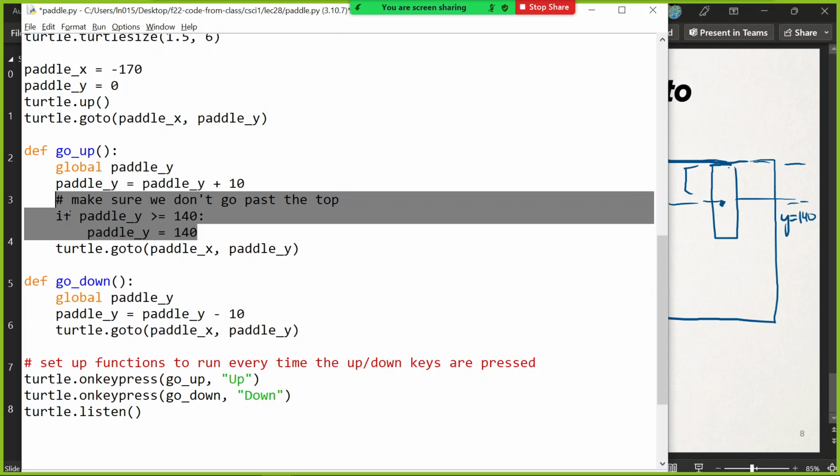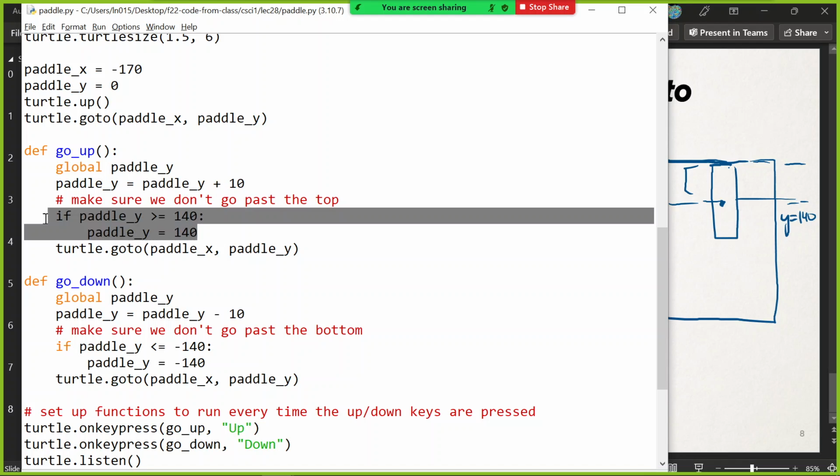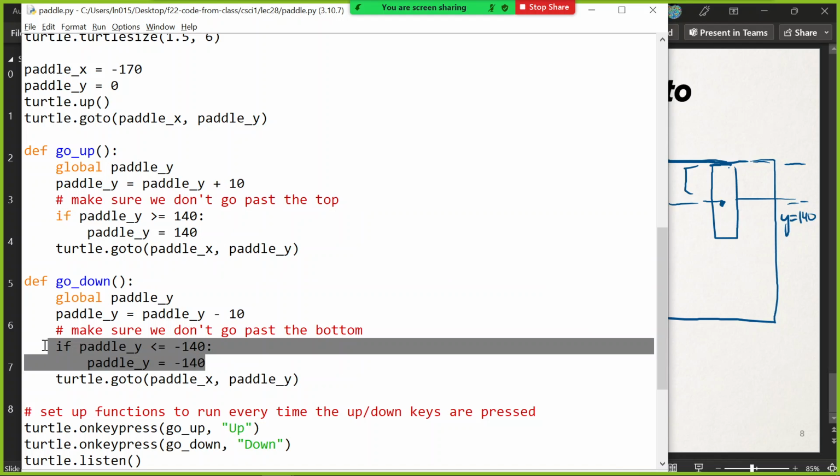Same for go down. We move the turtle a little bit. If we tried to go past the bottom wall, though, that's if his y is less than or equal to negative 140, rein him back in to just touch the bottom wall, make him equal to negative 140. Okay. I guess technically I could change this to strictly less than, because the equals case doesn't change anything. But that's how we fix that. Does that make sense? So just two if statements. Make sure that you don't go too far.